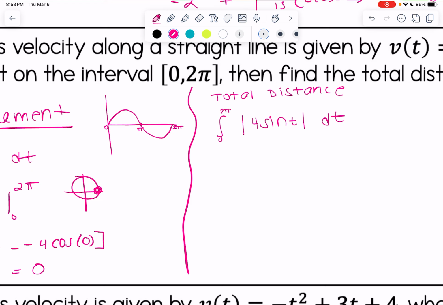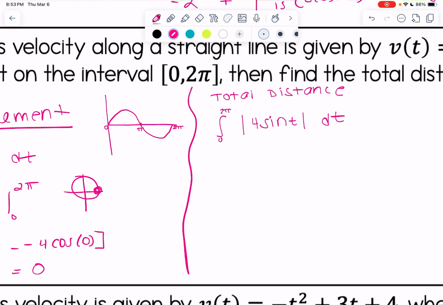Basically, in order to do that, going back to rules we learned earlier in the year, we know that a particle changes position when its velocity is 0. So if I solve this, and again, I can use my unit circle to help me get this one value, I'm going to get that t equals pi. So sine of pi is equal to 0. So in this case, we know the particle changes direction at pi.